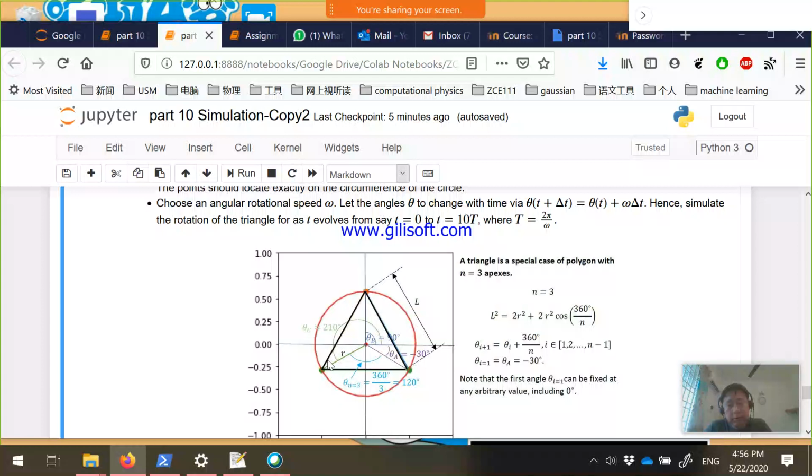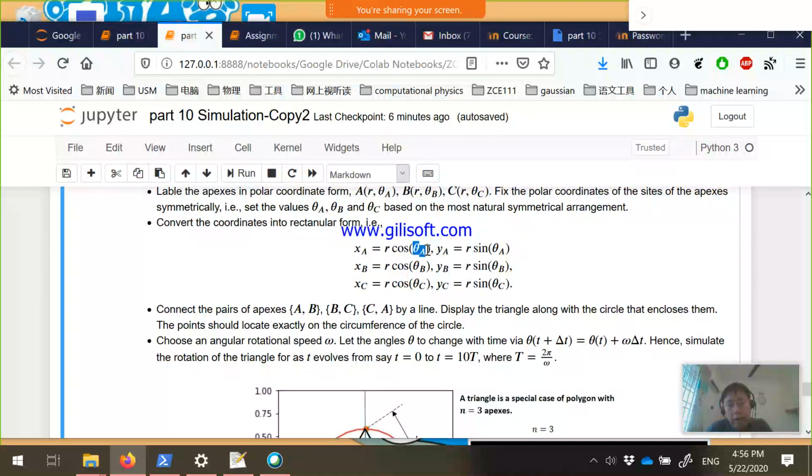Now, since this is a circle, and all the points of the triangle are located on the circle, the distance of the point from the center R is constant. Right? So if you have a point described with x and y, you have two variables that change with time. But if you describe the point in polar coordinates, then only the angle changes with time, but the radius is constant. So that simplifies your description, because instead of two variables, you have only one variable, which is theta. Then theta changes with time and is rotating.